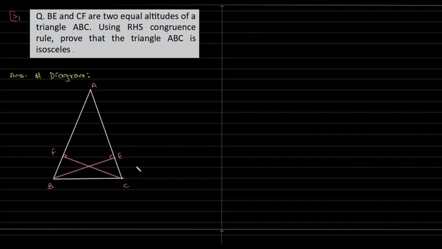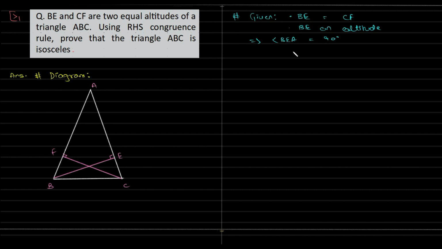So we just have to prove that this is an isosceles triangle. So quite a few ways you can prove it. Prove two sides are equal, if not two angles are equal. So we have been given that BE is equal to CF. Then BE is an altitude. So what can you conclude? This implies angle BEA is equal to 90 degrees.